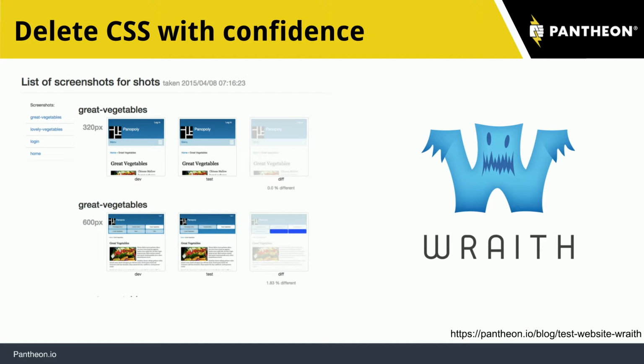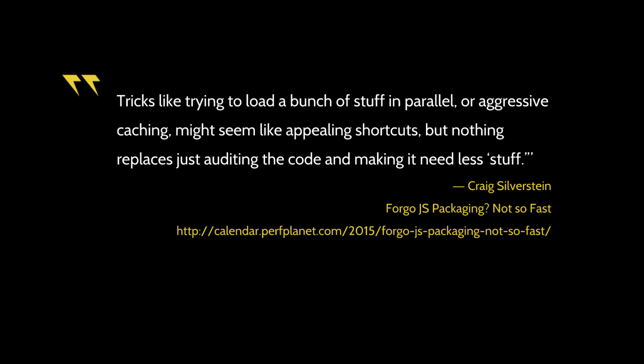So Wraith is a visual regression testing tool. This is a tool that lets you compare two URLs and see if they are visually different. I consider this to be a performance tool. I stumbled upon it after hearing about it at DrupalCon Los Angeles as a tool that you can use after you make your security updates, to make sure that nothing broke. Well, you can do that as well as you're editing CSS. If you can delete CSS with confidence, your site is going to be faster.